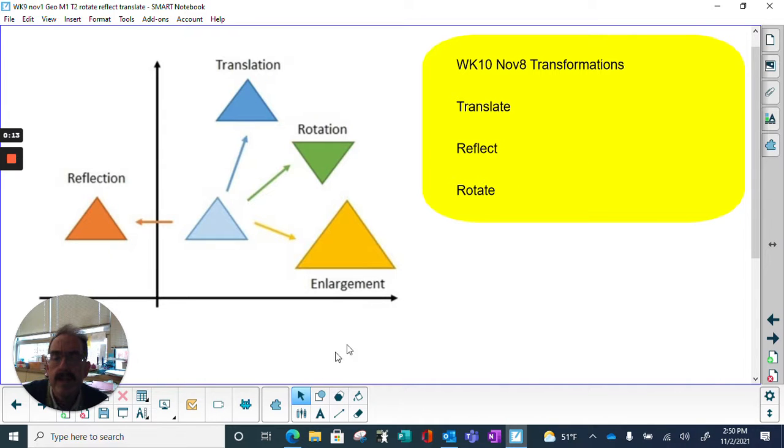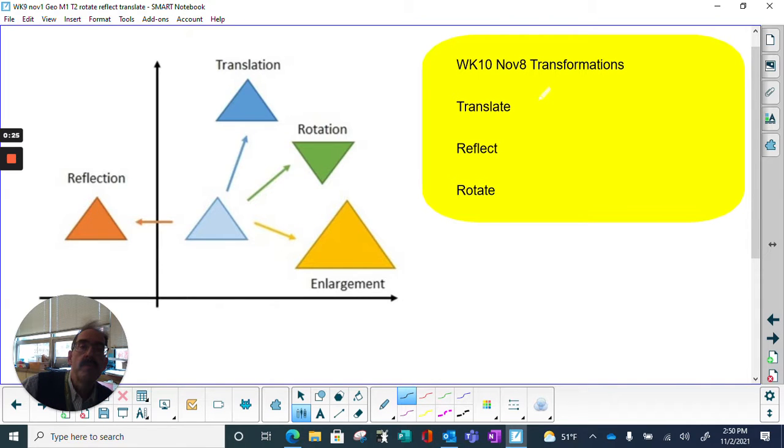Now there's special notation that we use when talking about transformations. You can put it in sentence form and get partial credit, but we want you to use proper notation. So to translate, we use a capital T, and then we discuss how far it's moved in the X direction, that's the horizontal, and the vertical, the X and the Y.